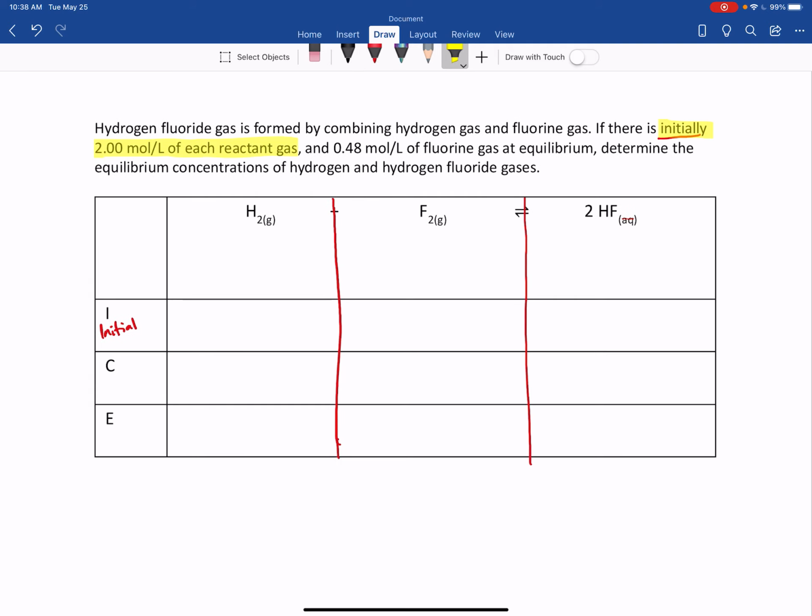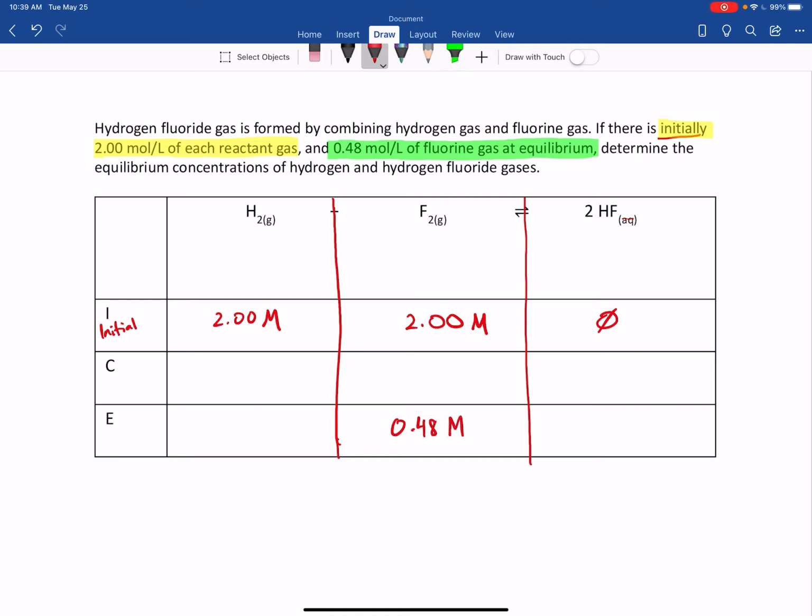2 moles per liter of each reactant gas. So we'll say 2.0 and 2.0. And because we're working with concentration, I'm just going to use the capital M here. There is no product because the reaction hasn't started initially, so there's nothing there. Then we're told, and I'll highlight this in a different color, there's 0.48 moles of fluorine gas at equilibrium.